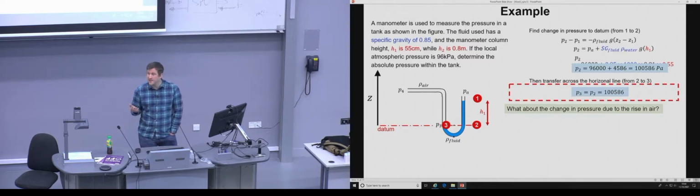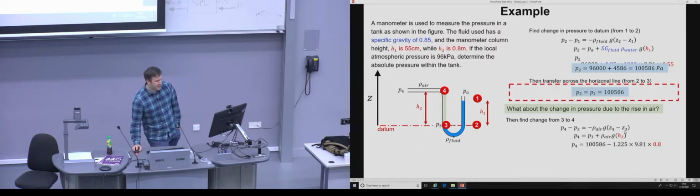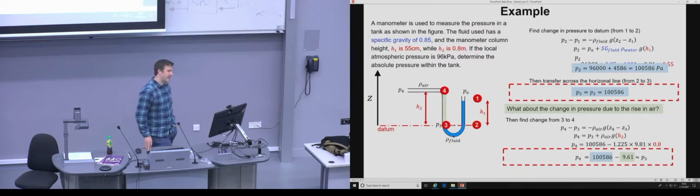And what we didn't do in the last slide, but we alluded to it, is that if you then go from pressure 3 to pressure 4, there's going to be a reduction in pressure, but it's going to be minimal because you're going through air. So here, your pressure is going to be slightly lower, a reduction of 1.225 times 9.81 times 0.8, which is the vertical height H2. And you can see that the reduction is not even 10 pascals compared to the pressure that you had gained by going from 1 to 2.